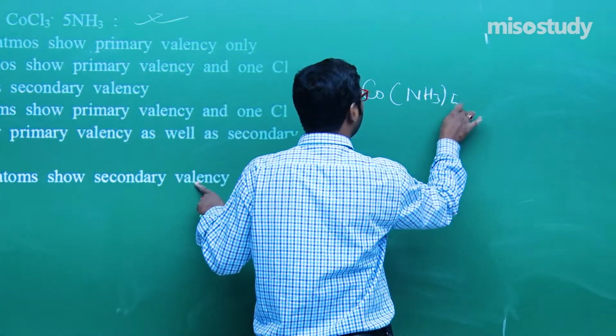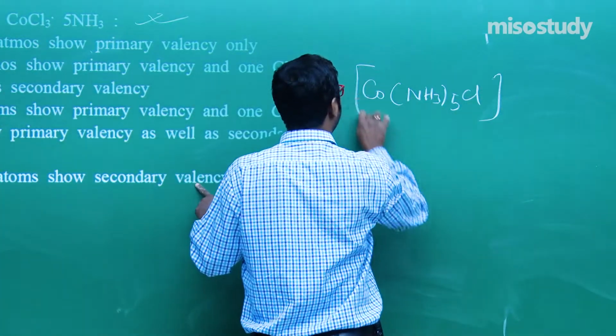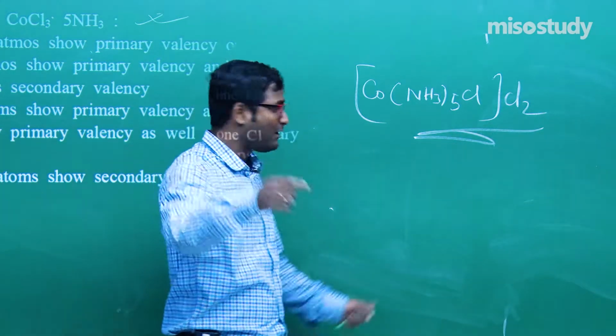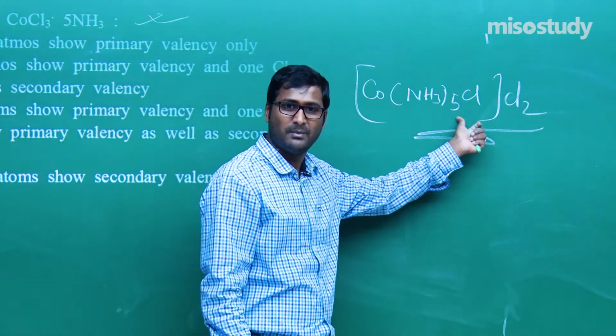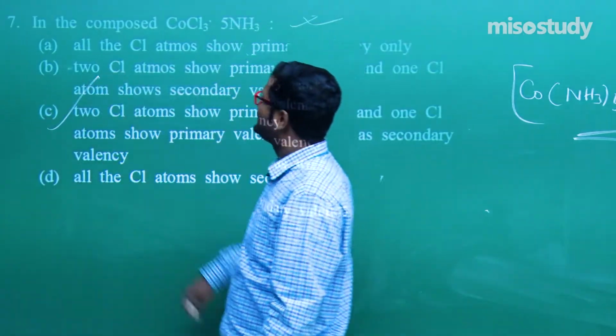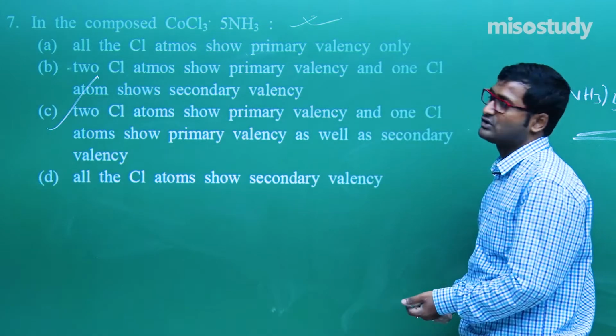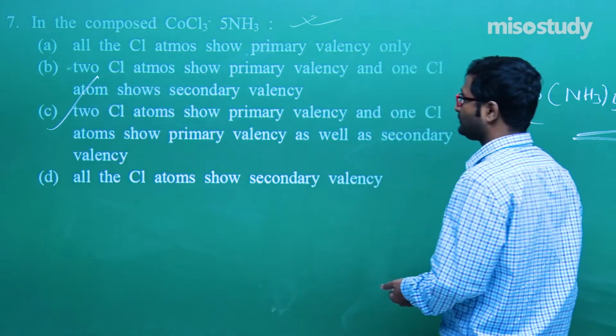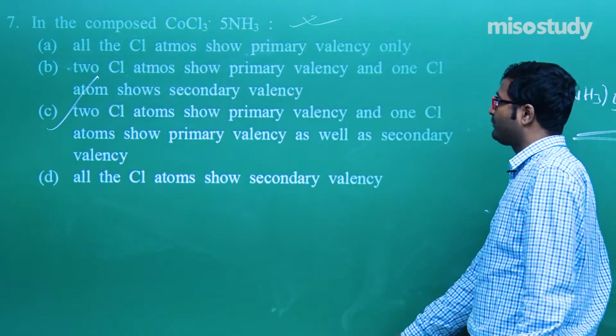[Co(NH3)5Cl]Cl2. This is the best way to represent such a complex according to Werner's theory. Do you remember this? So for this, we do not need to check all the options. C is the correct option. Clear to you, friend?